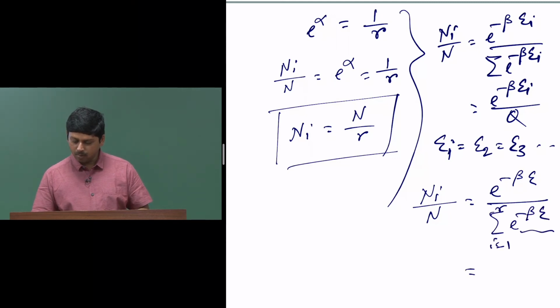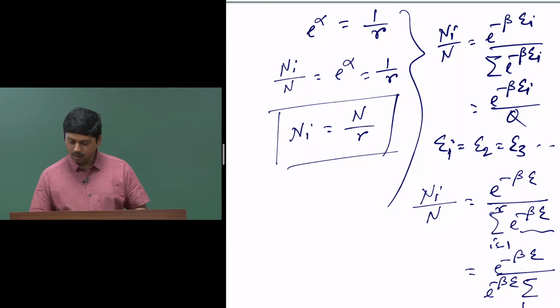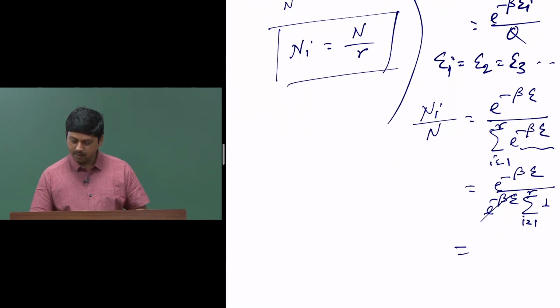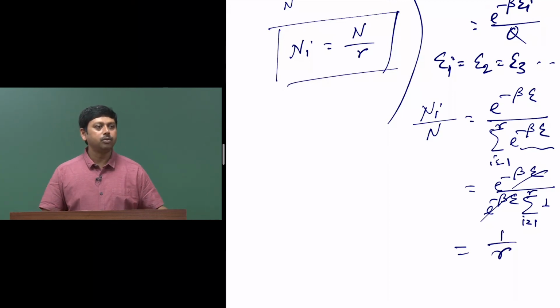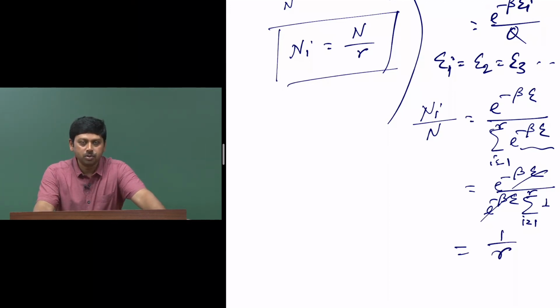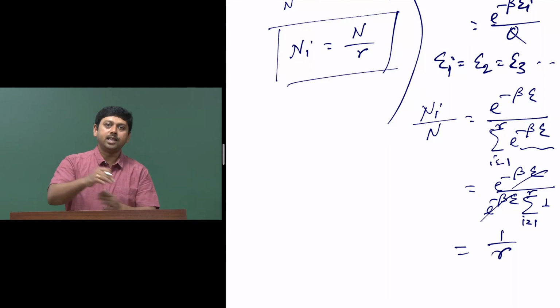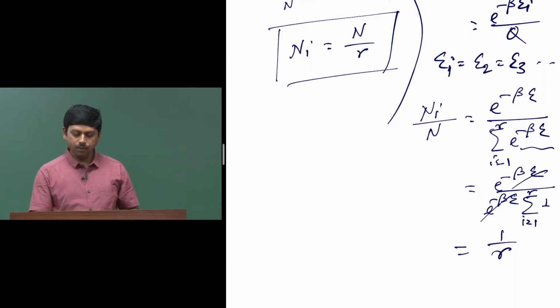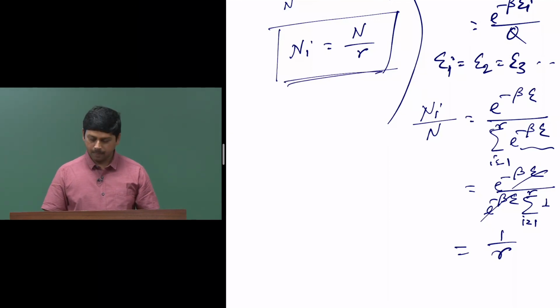Now, this is common. So, we will take it common, e to the power minus beta e, sum over i equal to 1 to r with 1, that is nothing but 1 by r. That is much easier proof, starting from a Boltzmann distribution, but we wanted to do that without knowing Boltzmann distribution, and therefore, we arrived at that value as well. Okay.